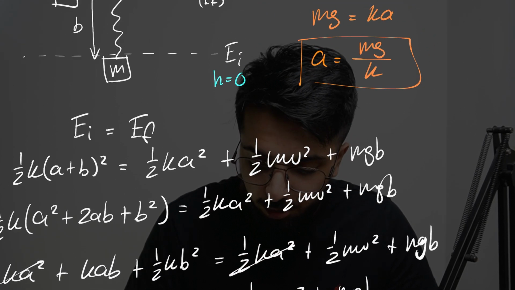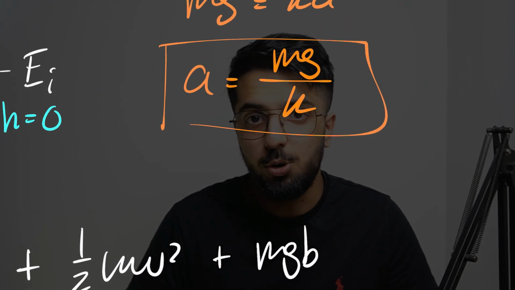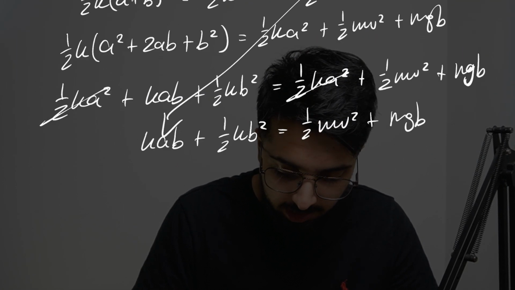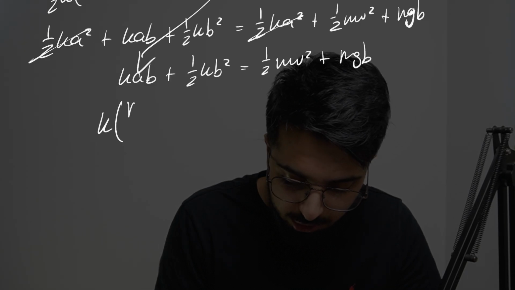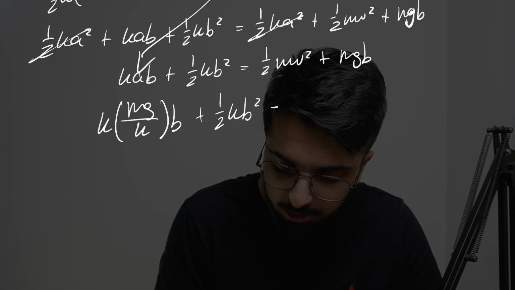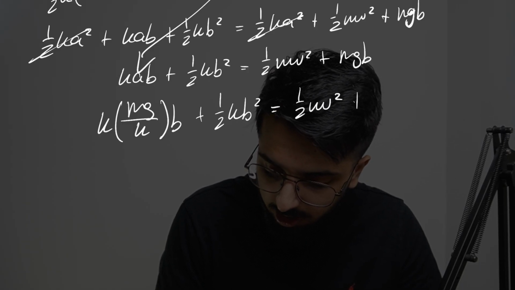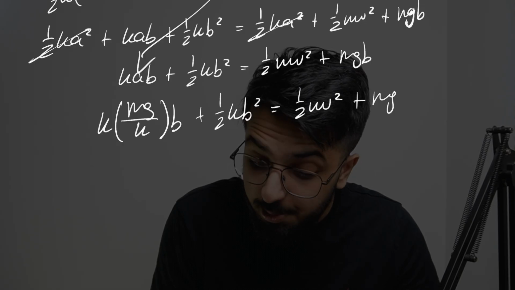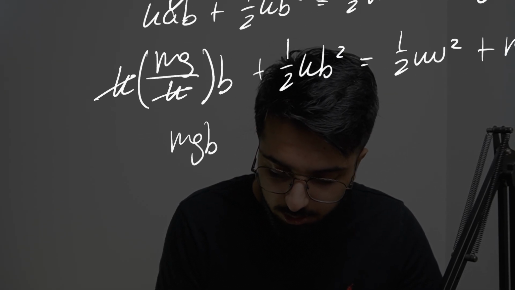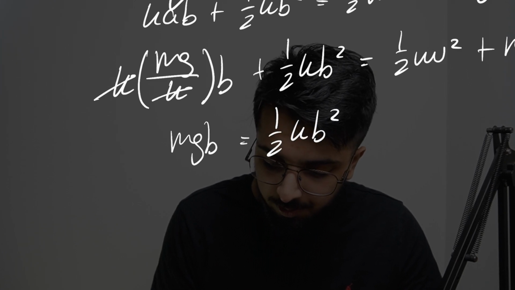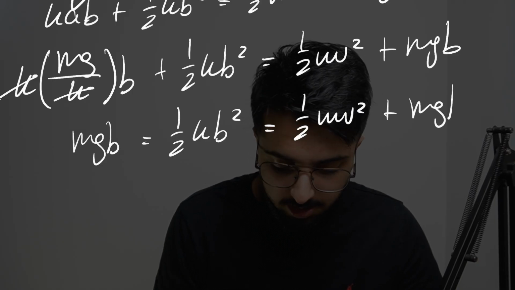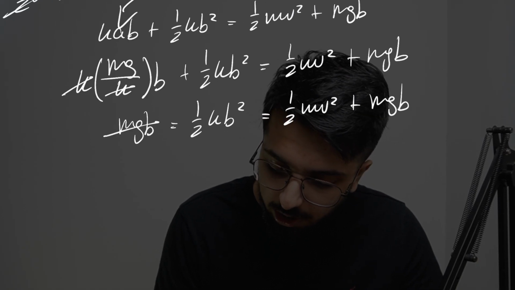Now, if you remember earlier, I said a is equal to mg all over k. And so we can make that substitution into there. And we get k times mg all over k times b plus half kb squared is equal to half mv squared plus mgb. And obviously we can cancel out these k's, and we get mgb plus half kb squared, and that's all equal to half mv squared plus mgb. And what do you know? We can cancel out our mgb's.